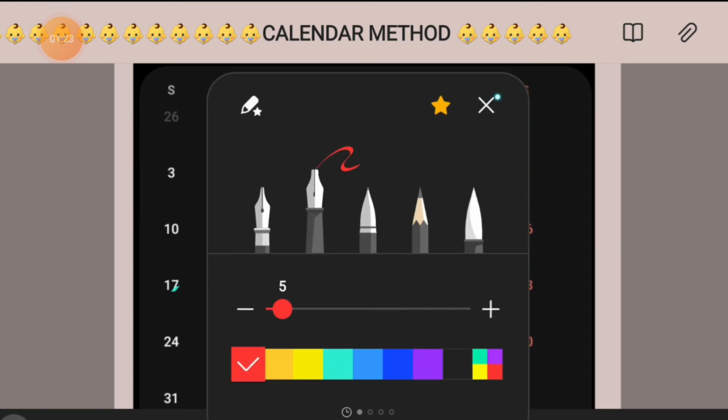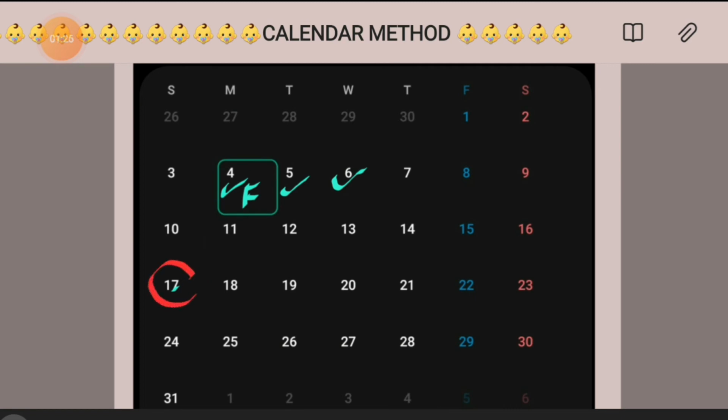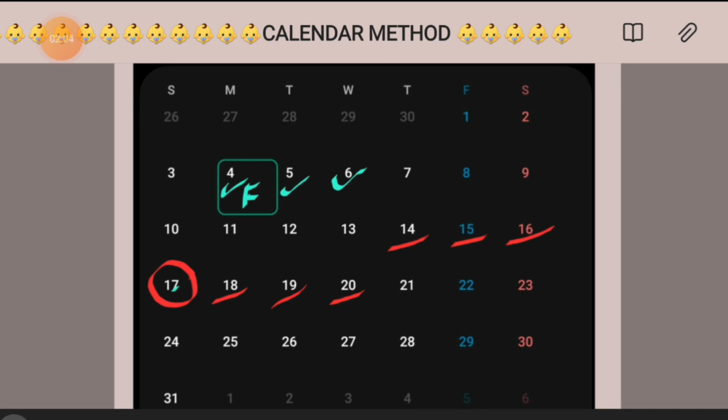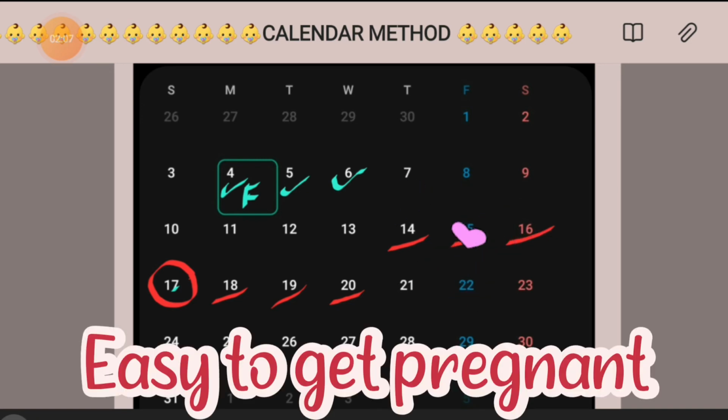So this will be your ovulation, and the rule is +3 and -3. So 3 days before 17: 16, 15, and 14. Next, 3 days after 17, which is the ovulation day: 18, 19, and 20. So these are your fertility days, from day 14, 15, 16, 17, 18, 19, and 20. These are the days you can easily get pregnant, if you have intimacy with your partner.